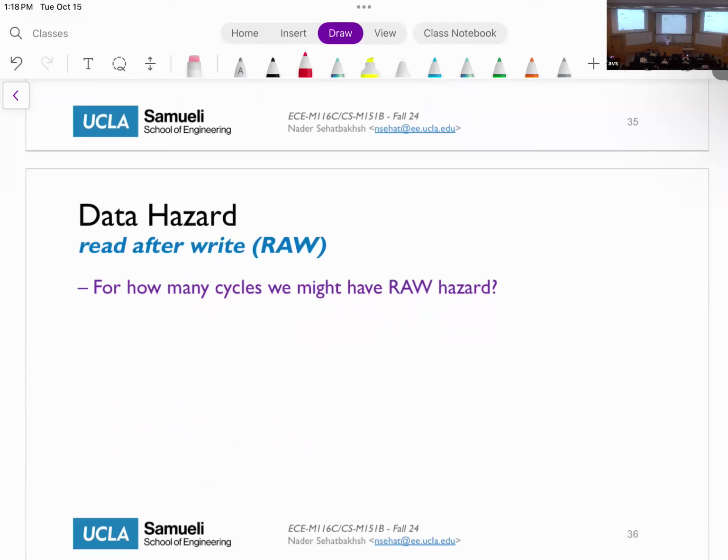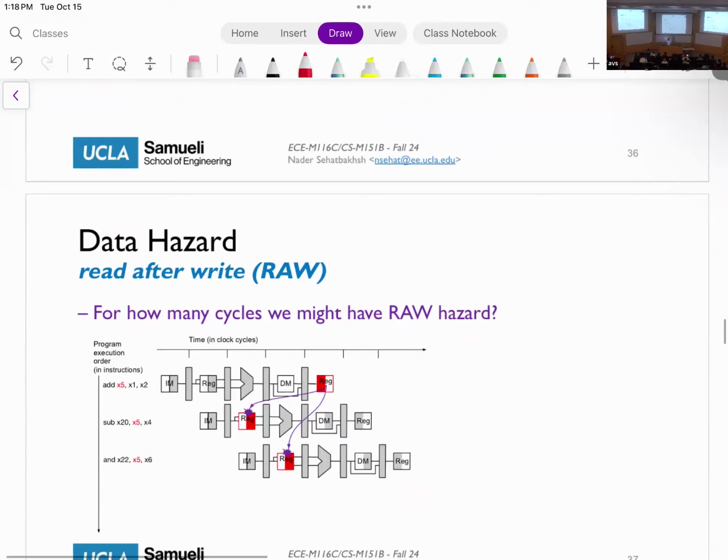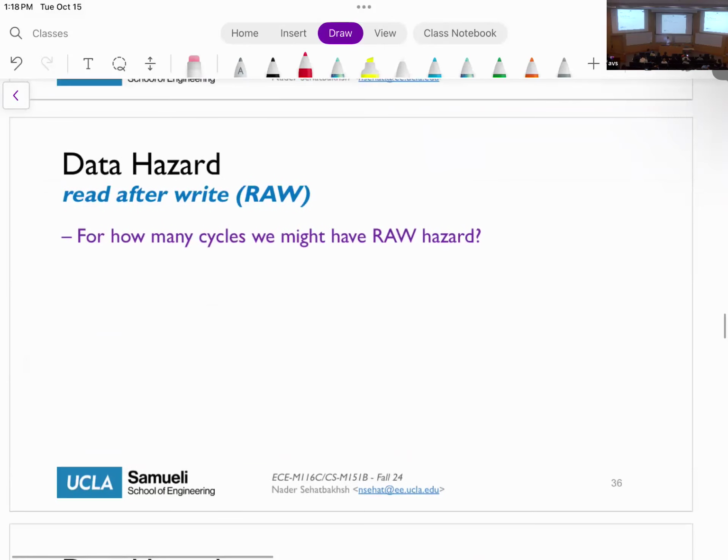Okay? So now the question is, for how many cycles do we have a RAW data hazard? Is it 1 cycle, 2 cycles, 3 cycles, 5 cycles? How many cycles do you think we have? Anyone? Exactly. So it will be 2.